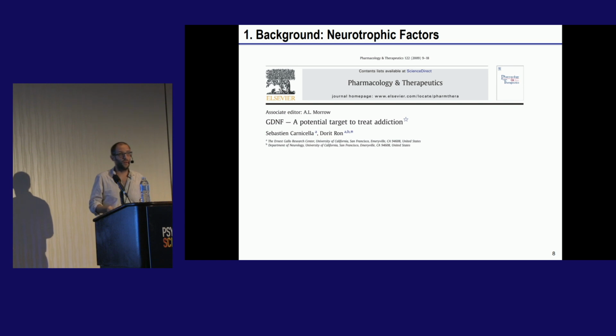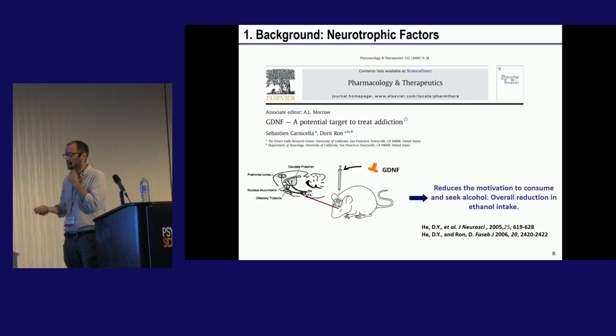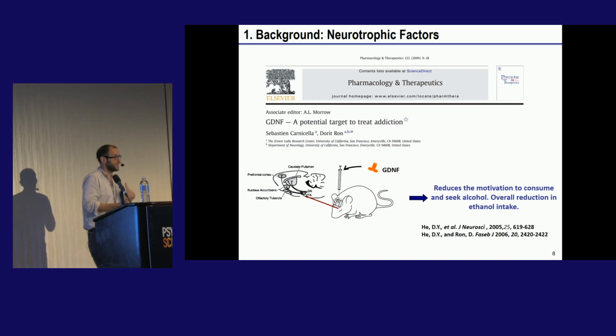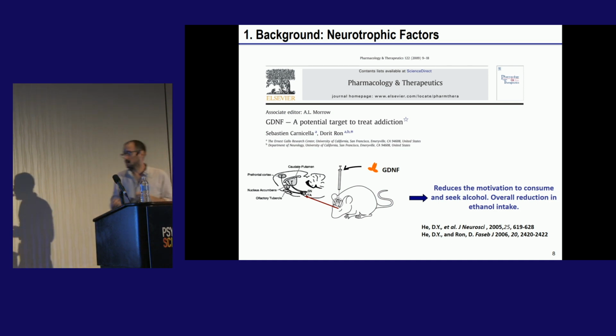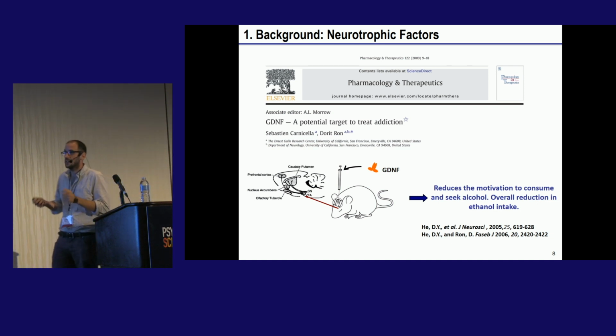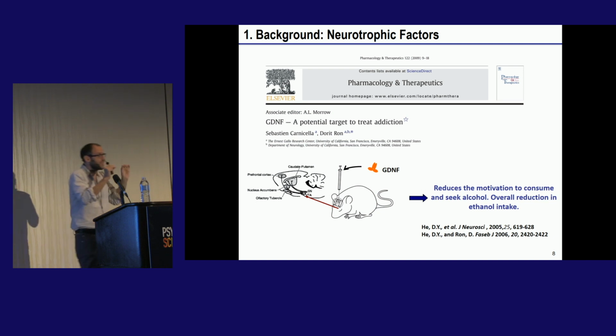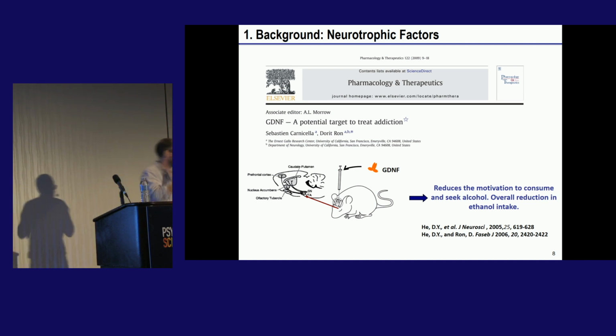In some animal models, for example, it has been shown that rats that were used to drinking alcohol, if you inject GDNF directly in that part of the brain that I showed, the VTA, show a decrease in the seeking of alcohol administration. So there is some scientific evidence linking GDNF, this protection protein for these dopaminergic neurons, to addiction.